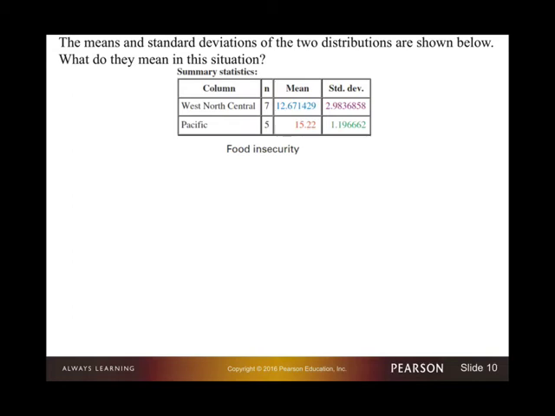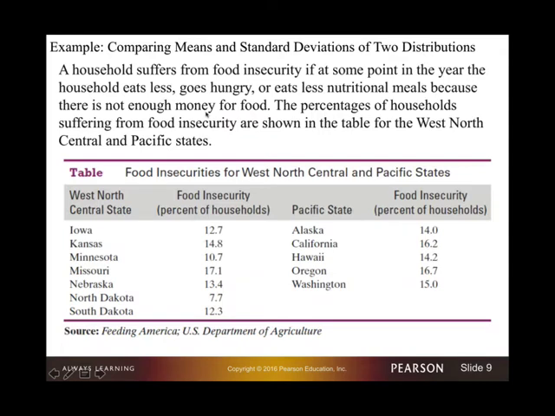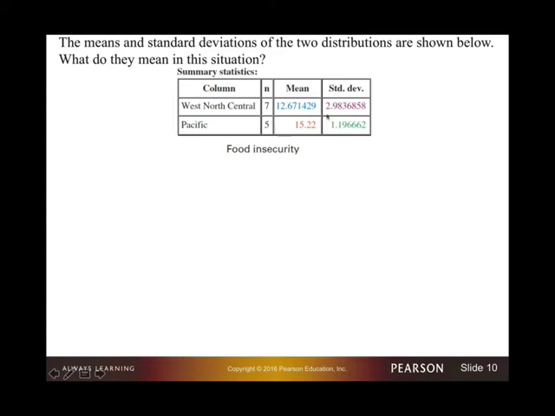They already helped us find the mean and the standard deviation. You could see the n here. N represents the sample size, meaning how many data we have. You could double check it. For the West North Central, we have 7 data: 1, 2, 3, 4, 5, 6, 7. And for the Pacific states, we have 5 data. They found the mean and the standard deviation also.